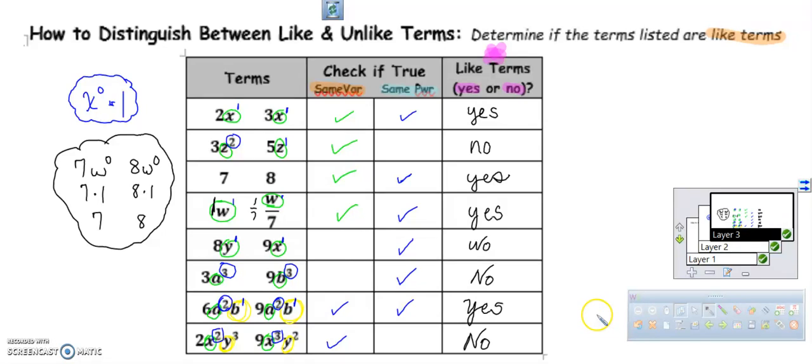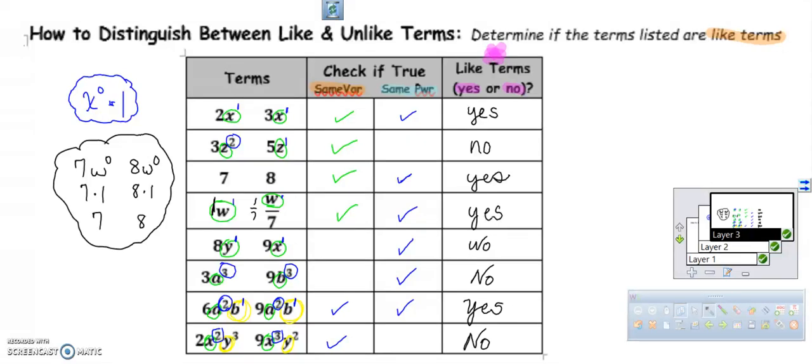Welcome back. Now you can check your answers to the last three examples. As you can see, this one came out a no because they did have the same power, however, they didn't meet the other condition and have the same variables. In this next example, they met both conditions, same variables, and those variables were each raised to the exact same power. In our third example, the variables did indeed match, however, the second condition was not met. The exponents on our variables were not the same.